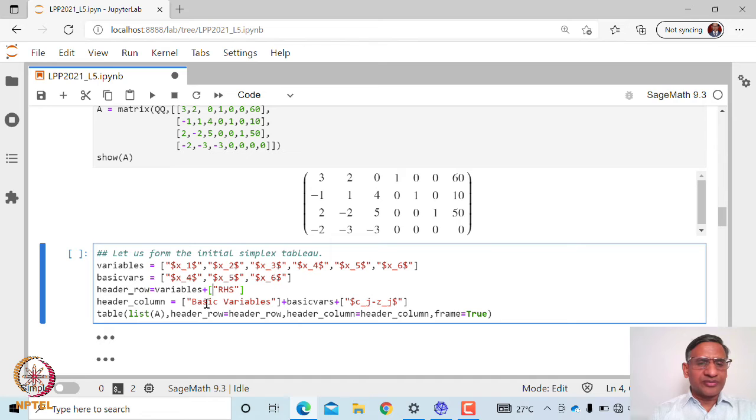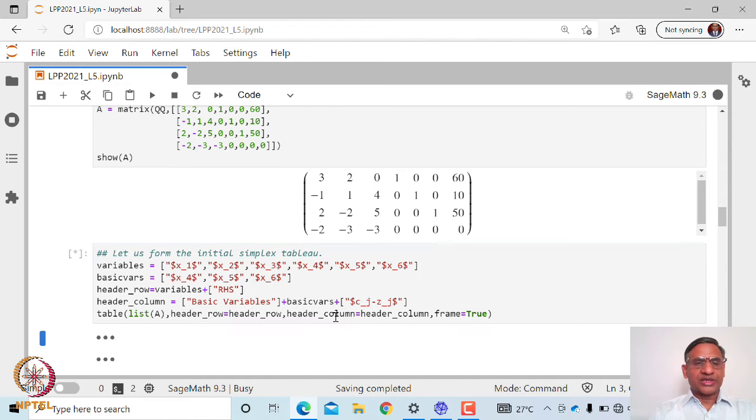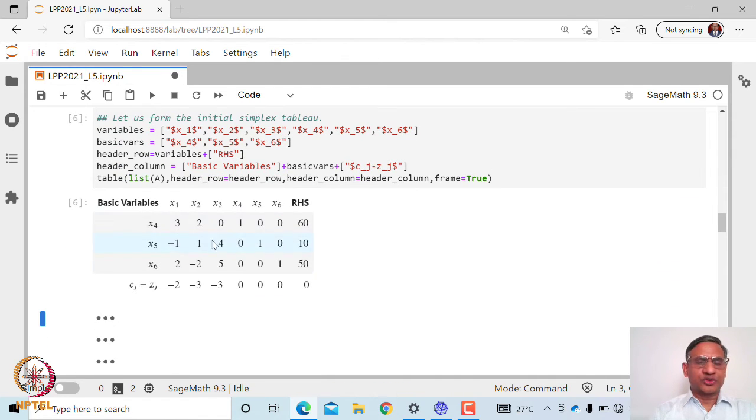Similarly, the header column will be the first one, where we write the basic variables, that is the label, and in that we will append Cj minus Zj, the row corresponding to the reduced cost coefficient. Then we use the function called table on the list of rows of A, give the header row and header column, and let us see what we get. This is what we get. That is your initial simplex table which we have created using Sage.